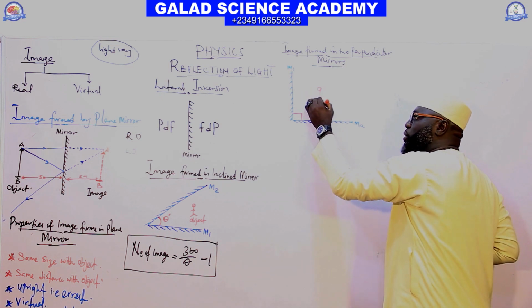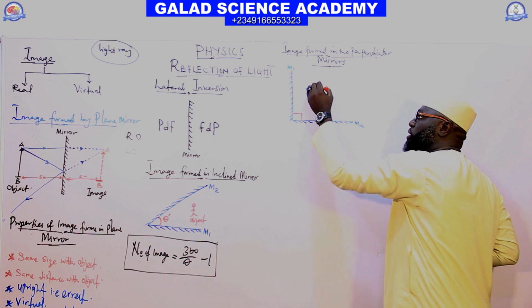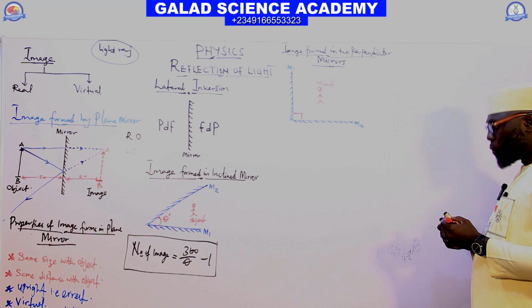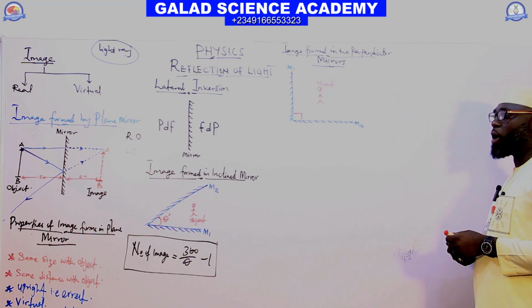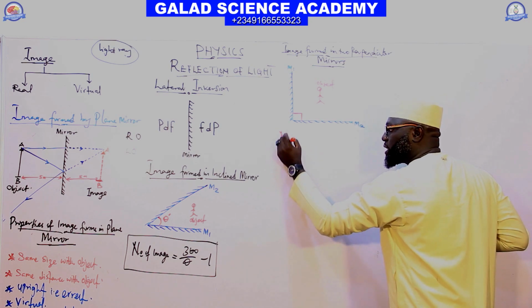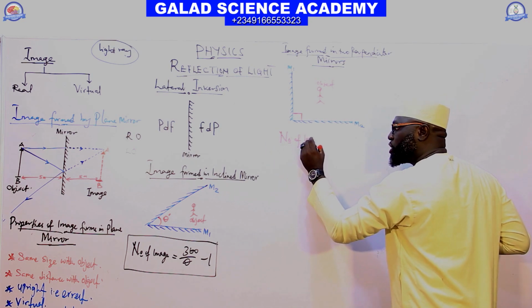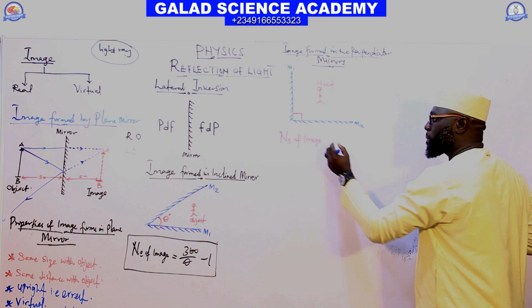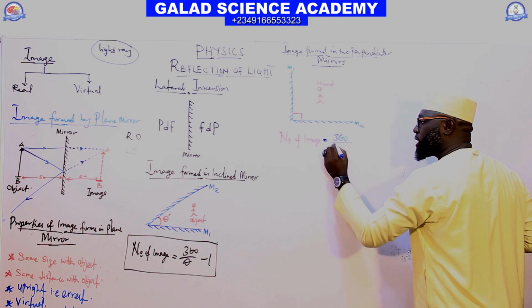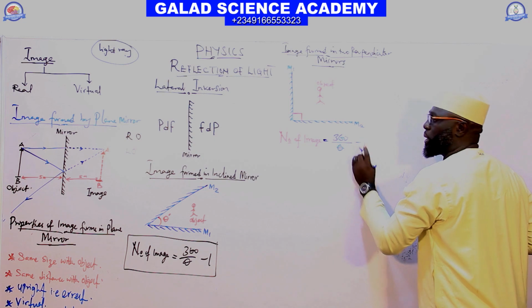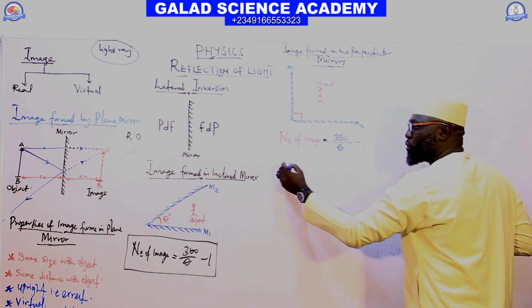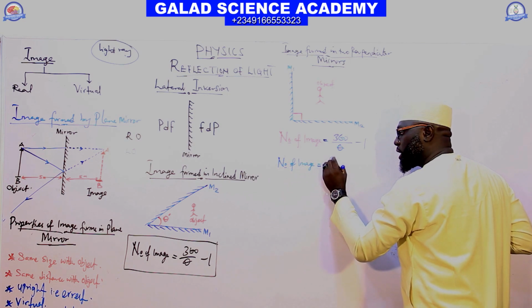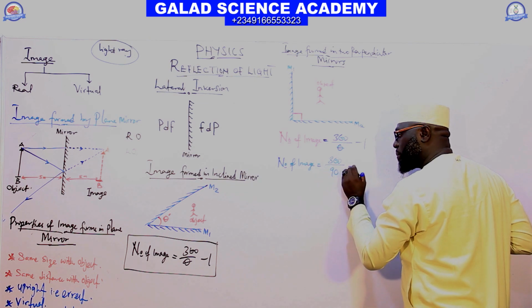perpendicular. So you now have an object here. This is our object. If an object is placed between two perpendicular mirrors, what will be the number of images formed? The number of images will be equal to 360 over theta minus 1, from that formula. So you now have number of images is 360 over 90 degrees minus 1.